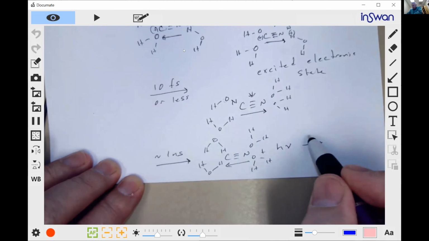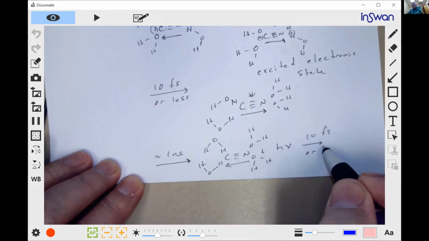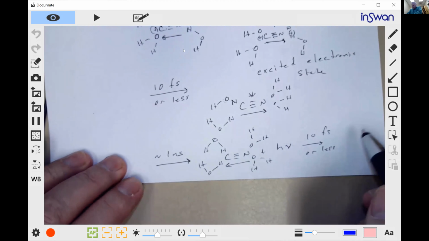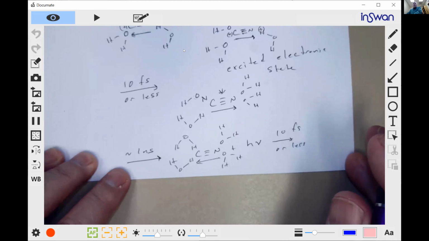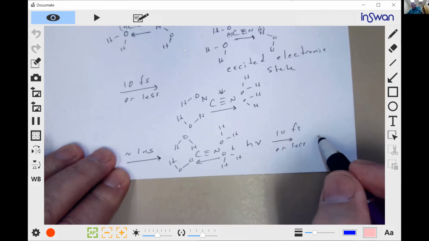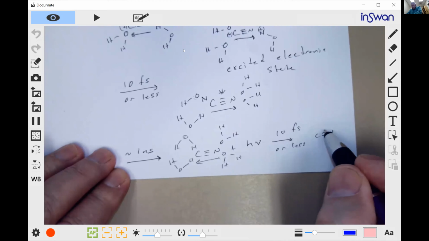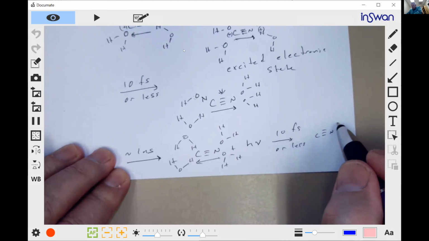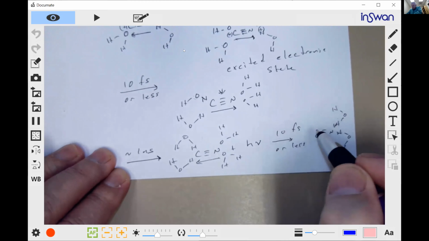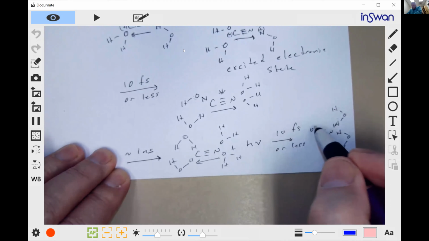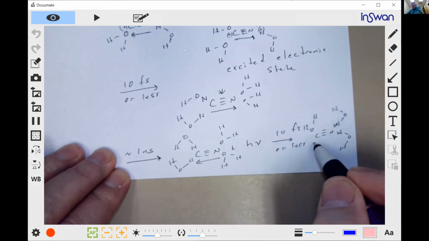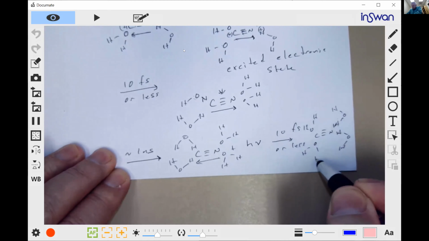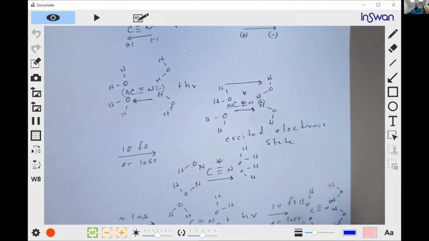And then in 10 femtoseconds or less, the solvent will rearrange and you will get ground state cyanide with the proper orientation of dipoles around it.